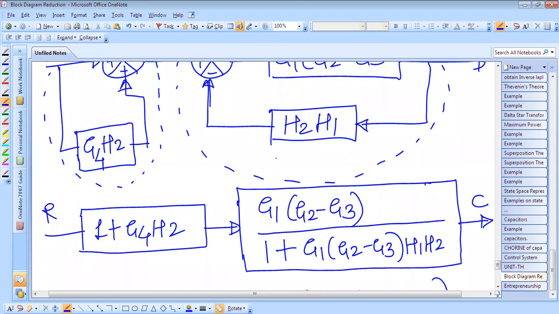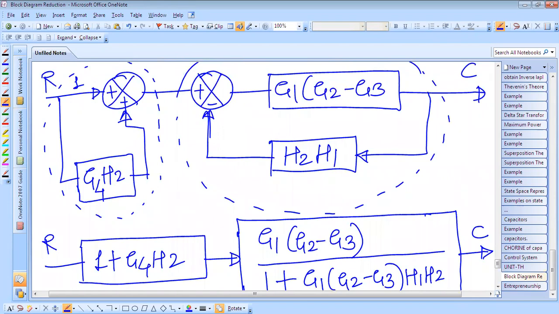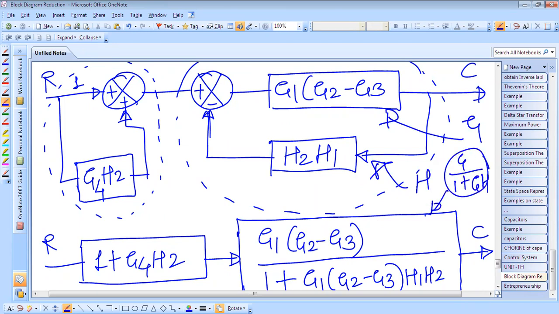We have to remove this feedback loop. So what is the G here? This is the value of G, and this is the value of H. The formula is G upon 1 plus GH. So I have written it like this, and I have reduced this whole feedback loop by only one block having the transfer function G upon 1 plus GH.